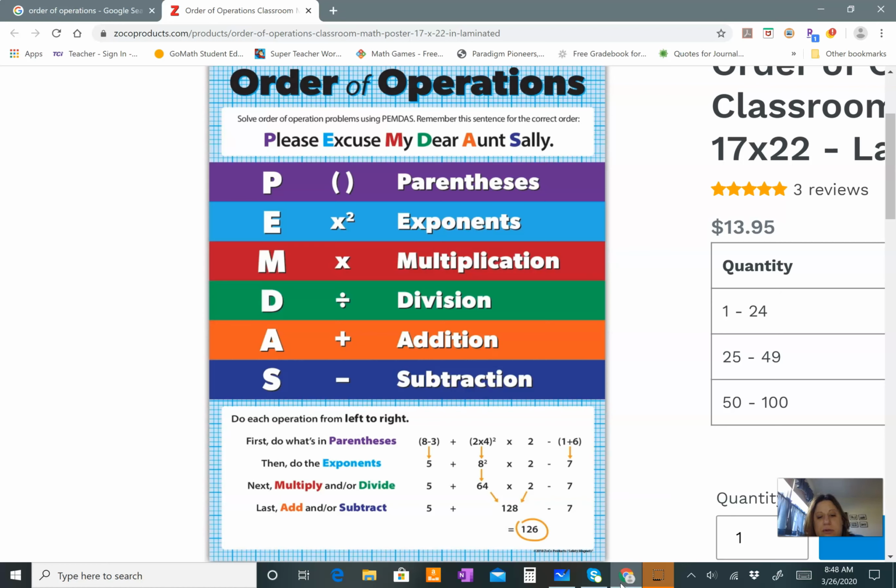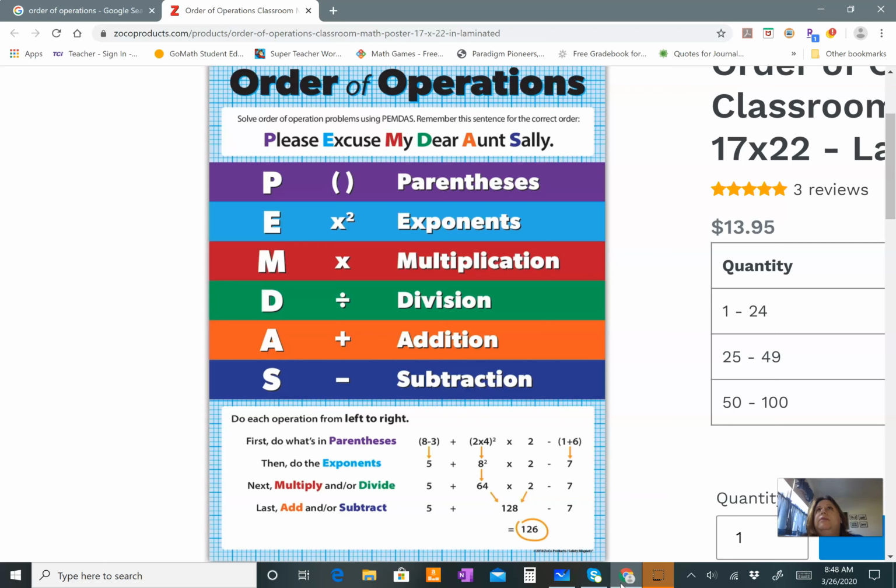Alright, so after the parentheses, we want to do the exponents. So we see an exponent here, there's only one, the 8 to the second power. So we're going to do that. That is 64. Because remember, it's 8 times 8. The power tells you how many times you're multiplying the base. And it tells us 2 times there, so it's 8 times 8 is 64. Again, that was in our video yesterday on exponents.